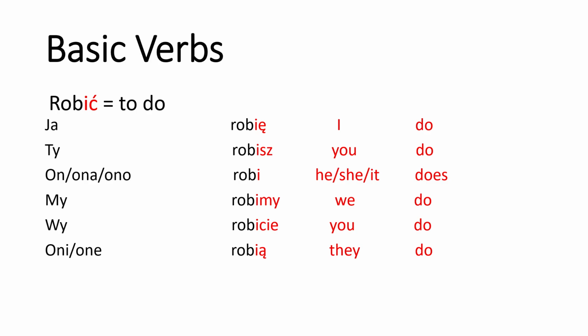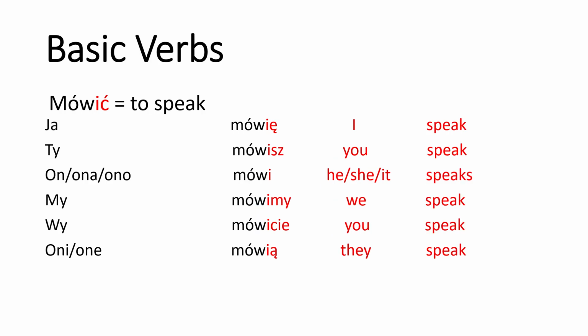Let's go to the next verb, which is the last for today. Mówić, to speak. If you notice, it's the same ending as robić, so it's going to be the same conjugation. So ja mówię, ty mówisz, on, ona, ono mówi, my mówimy, wy mówicie, oni, one mówią. The same pattern, really easy.